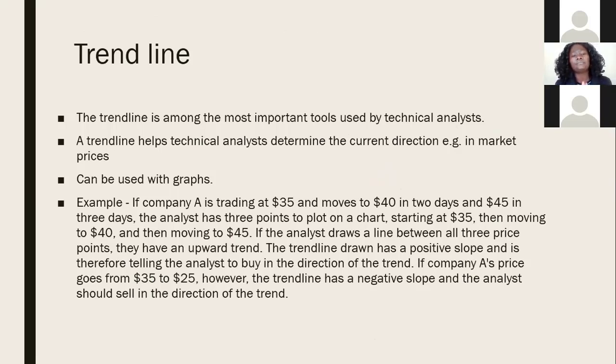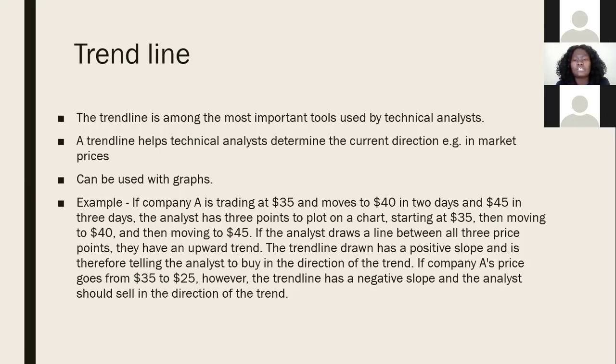For example, let's assume we've got company A here, and it is trading at $35, maybe US dollars, and moves to $40 in 2 days and $45 in 3 days. The analyst has 3 points to plot on a chart, starting at 35. So the analyst will plot 35, 40, then 45. I'll show you just how they plot it. Starting at 35, then moving to 40, then 45.